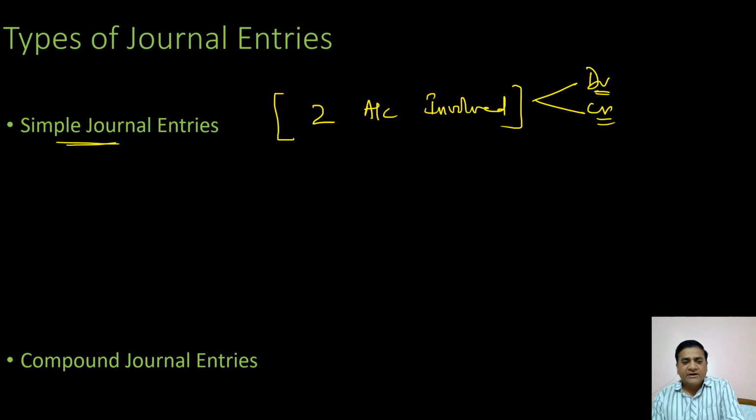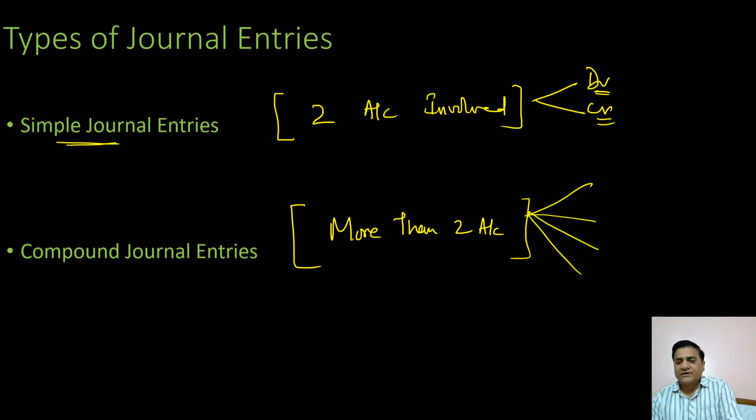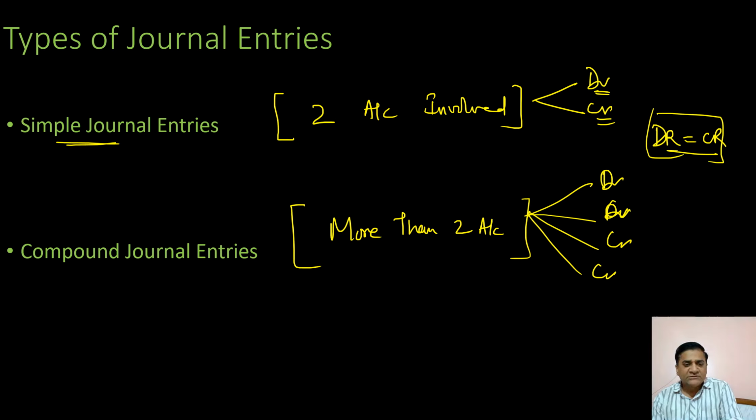The other type of entry would be compound journal entries, wherein you have more than two accounts. And this can be a combination. This can be 3, 4, 5, 6 entries anyway. There would be more than one debit account or more than one credit account. There would be one debit and three credits, or three debits and one credit. But you need to understand that in all the cases, the total of debit would always be equal to the total of credit. So in this video, we have talked about the simple journal entries.